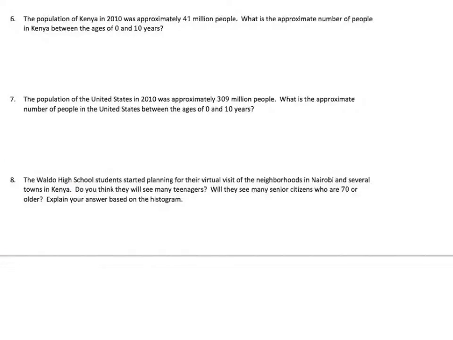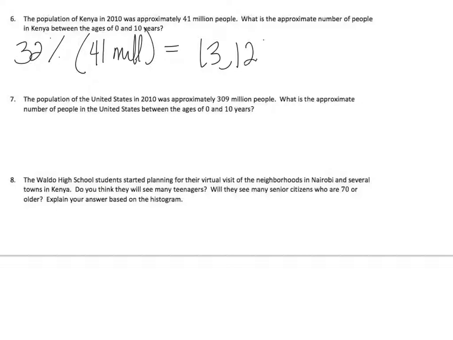The population in Kenya in 2010 was approximately 41 million people. What was the approximate number of people in Kenya between the ages of 0 and 10 years? Hold on. We said that 32% of the population was between 0 and 10 years. We said that on question 2. So I'm going to multiply that by 41 million. And that gives me about, let's see, 32%, 13,120 people.